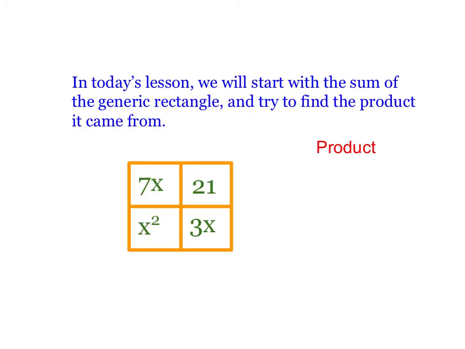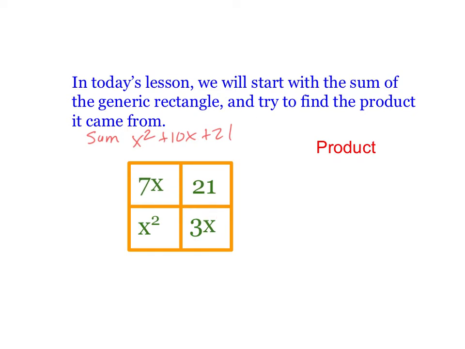So, in today's lesson, we'll start with the sum of the generic rectangle and try to find the product it came from. First thing I want to do is just get the sum real quick. So for the sum, remember, we're going to write the different parts of this rectangle. So I get x squared. Remember, we do have like terms across the diagonal. So 7x plus 3x would be 10x, and then plus 21. So that is the answer as a sum.